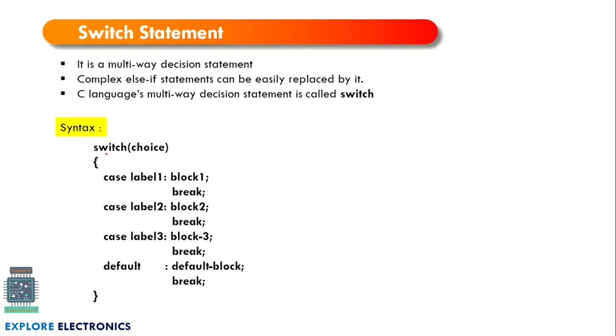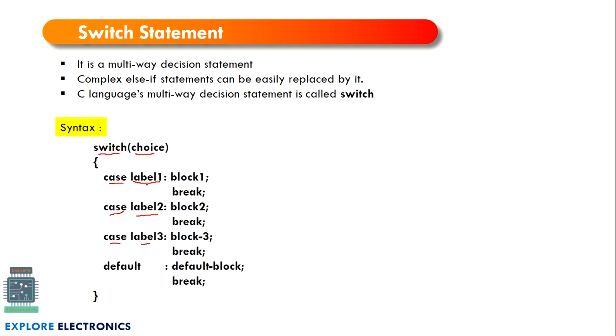The syntax of a switch case statement will be: switch is a keyword that we use, and inside the brackets we will write the choice. We need to write the case for the different conditions that we are checking. So the case and label 1. Label 1 will be a value of this choice, and label 2, label 3. These labels 1, 2 and 3 are the different possible values of this choice.